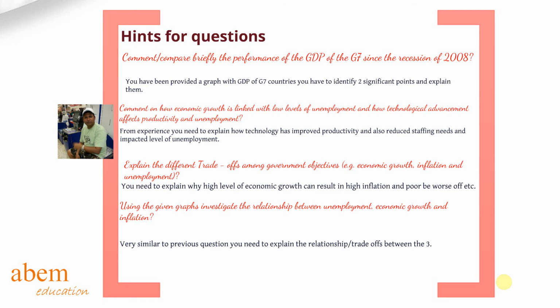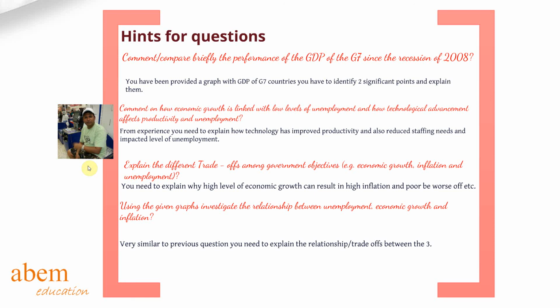From experience, you need to explain how technology has improved productivity, reduced staffing needs and impacted the level of unemployment. If you look over here, I've put a picture of myself at one of the Tesco self-checkout machines, and we know that at self-checkout machines, you've probably got just one shop assistant helping people on 10 different tills. So the productivity of that person within that time frame has gone from 1 to 10 with the use of technology.